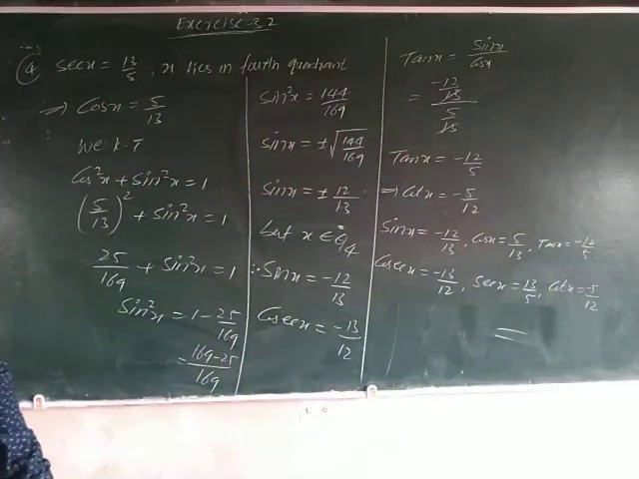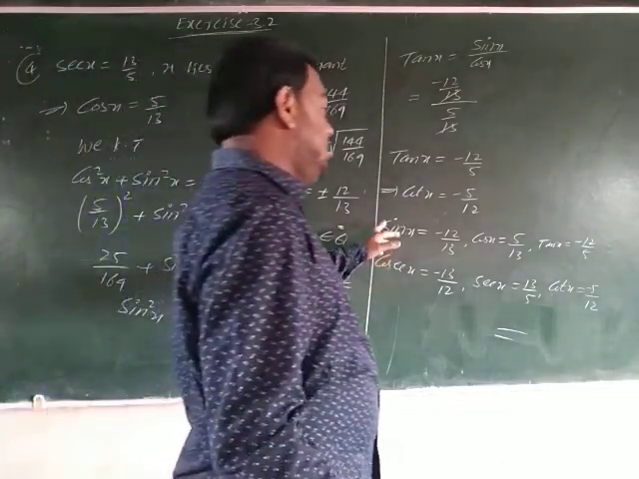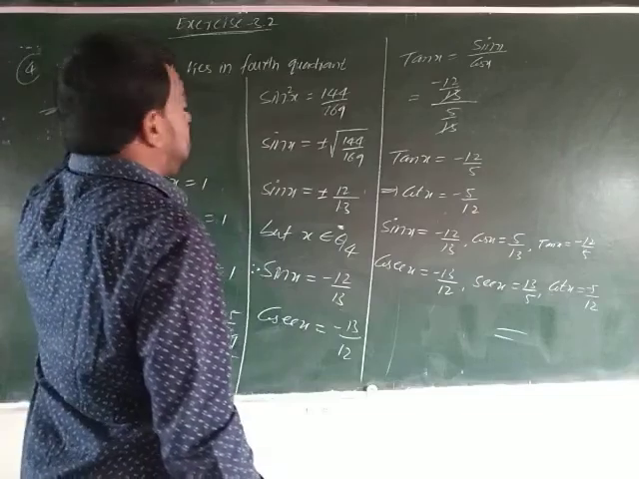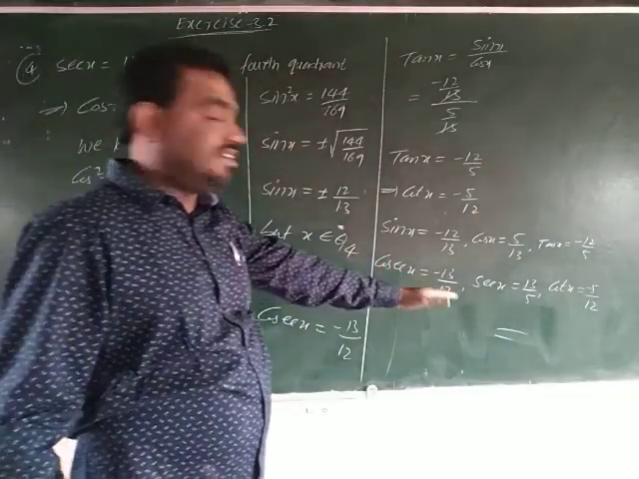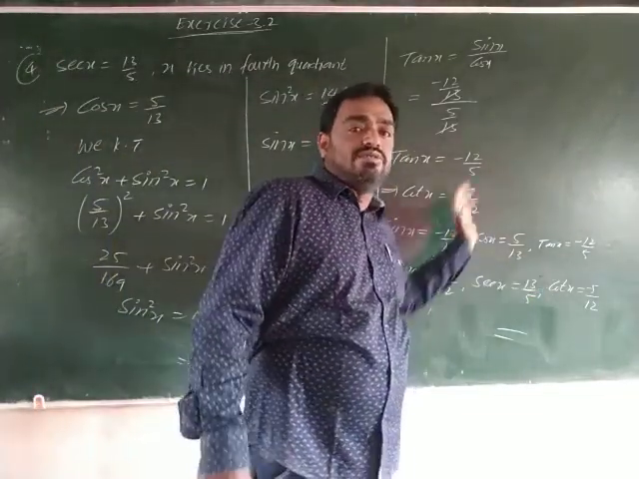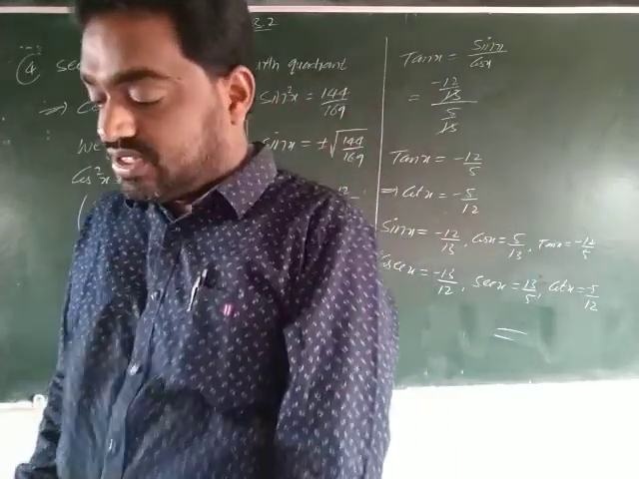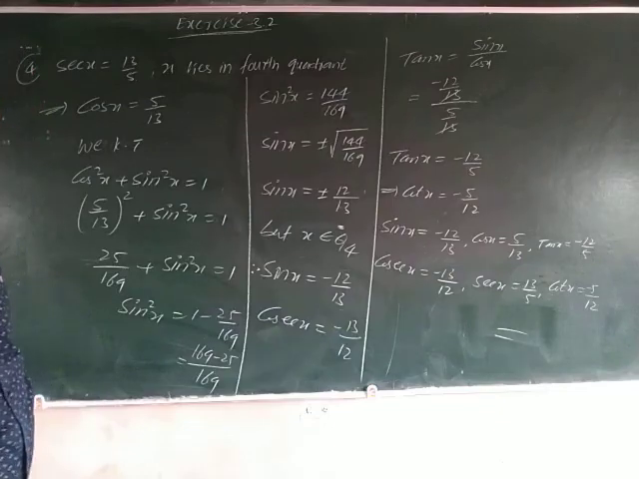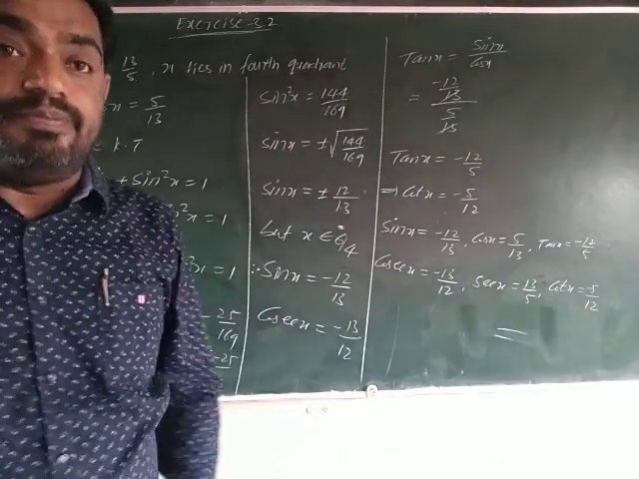Otherwise, you write the conclusion. The remaining trigonometric function values are. So except these cosecant x, you write out. Otherwise, you write all the functions, 6 functions values. Next, understood? Next question, fifth one.